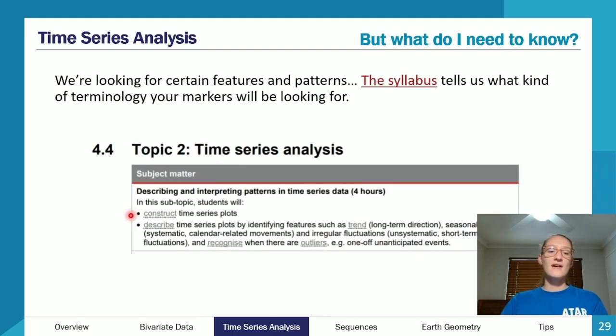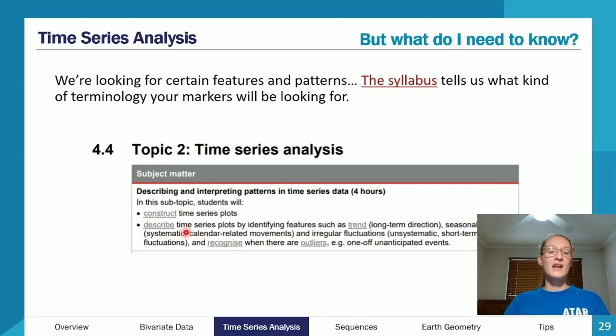So here we can see that under our first sub point of the time series analysis, you need to be able to construct time series plots. By breaking down the key features of time series plots, hopefully you're already feeling a little bit more equipped to do that, and practice helps with that a lot as well.